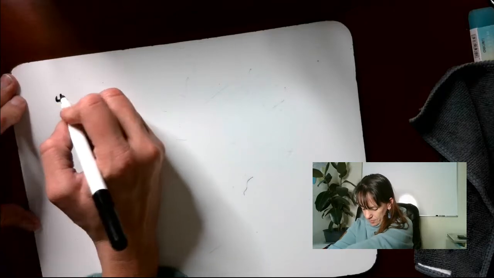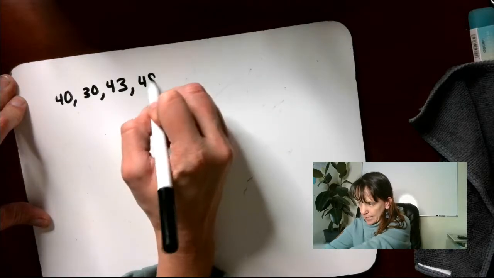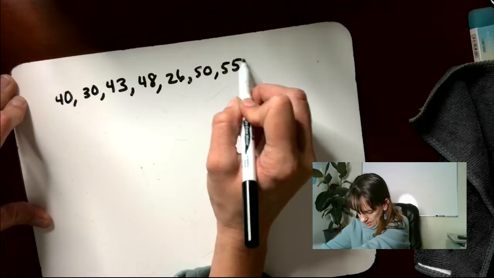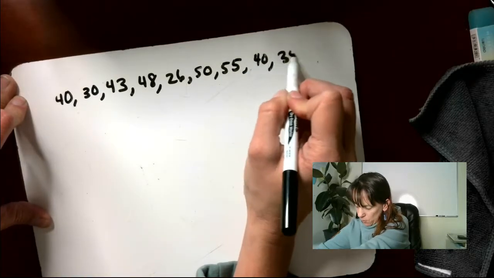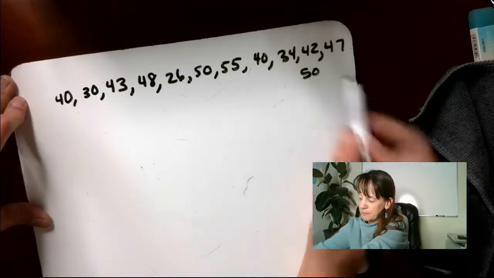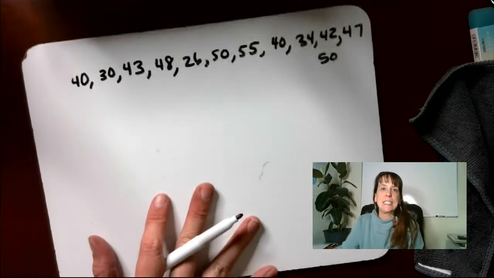All right, example number 1. It says, a high school counselor administered a math test to 12 8th grade students for the high school placement. The students had the following scores: 40, 30, 43, 48, 26, 50, 55, 40, 34, 42, 47, and 50. Okay, so it's finding the range, mode, median, and mean of this data set, okay?